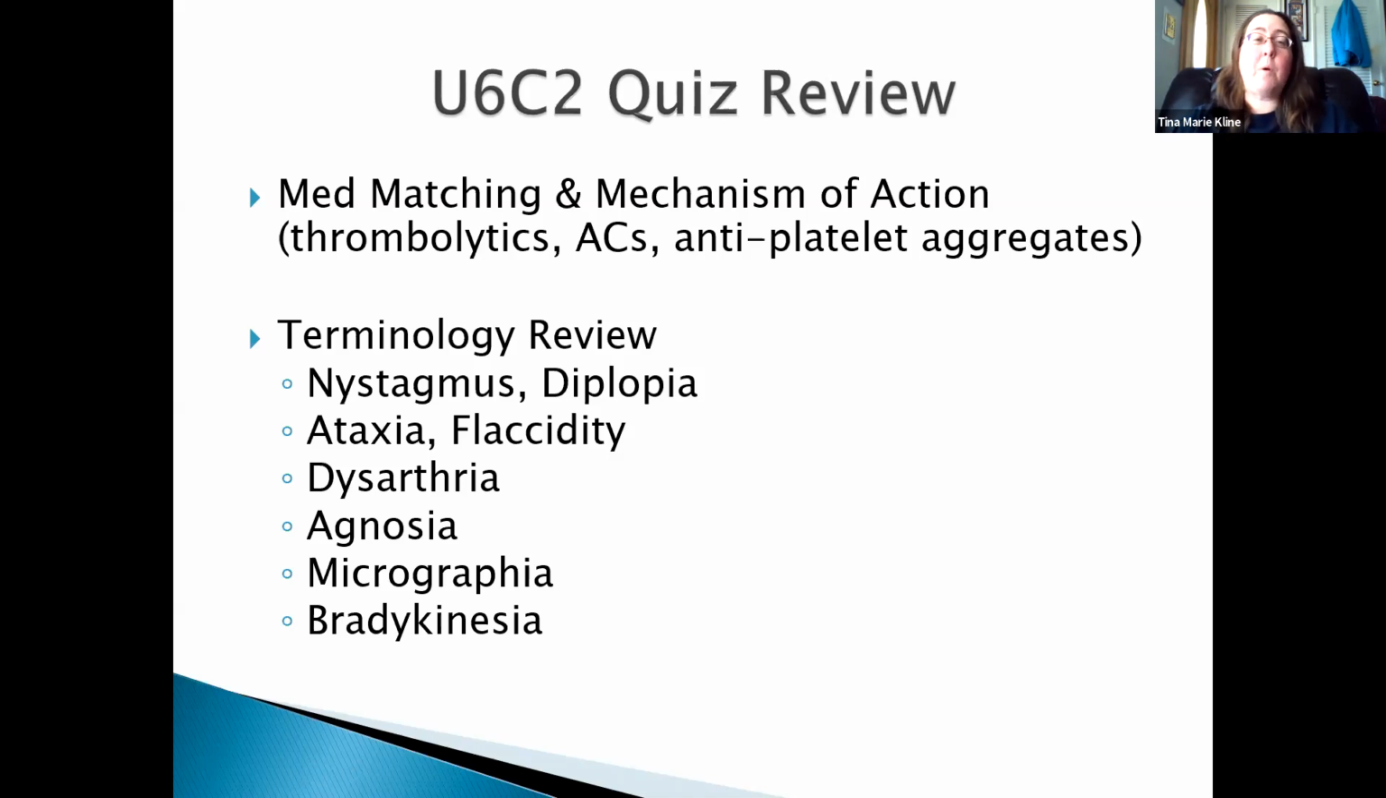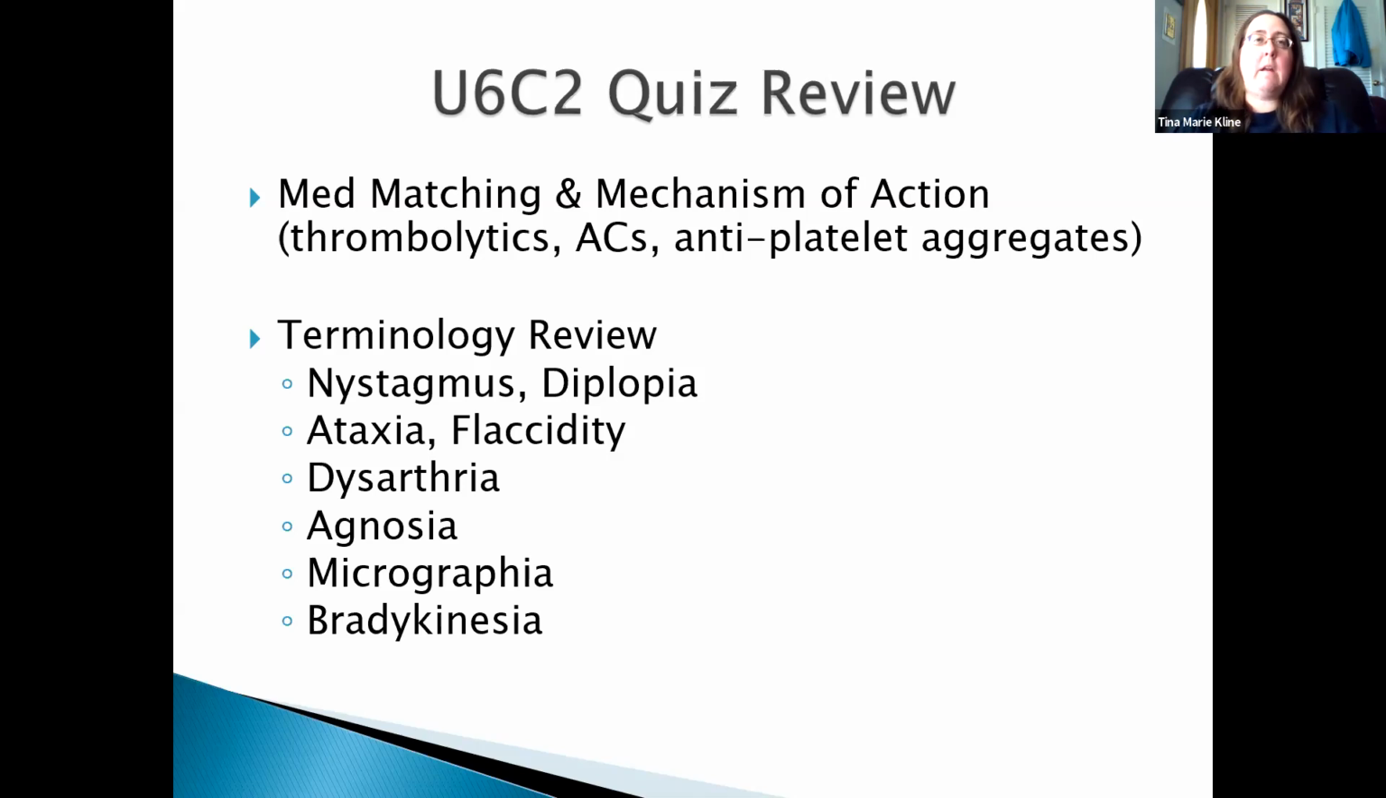Diplopia simply refers to double vision. That is very common when we talk about multiple sclerosis, which is one of our topics for today. Ataxia refers to difficulty walking, difficulty coordinating the movements, in particular to walk. Flaccidity refers to the status of a muscle, so it's completely limp, completely flaccid. That kind of refers to your hemiplegia, when you're talking a complete paralysis where we're not able to move that muscle.